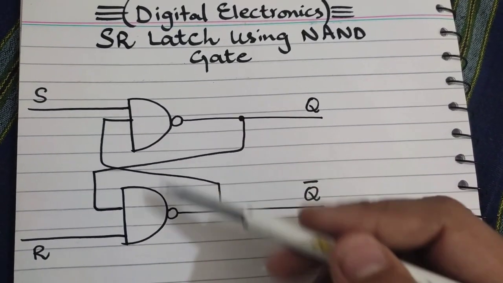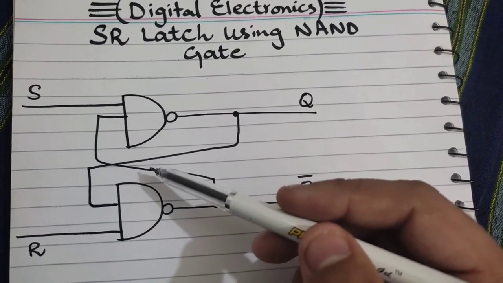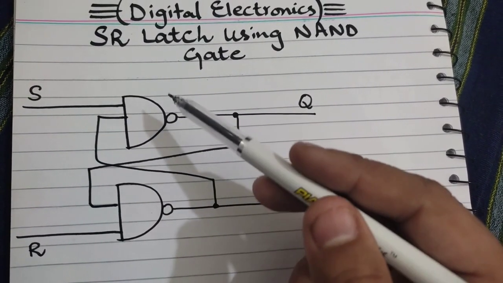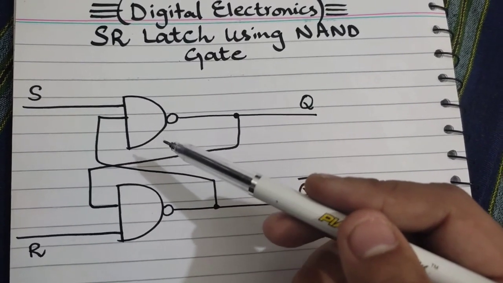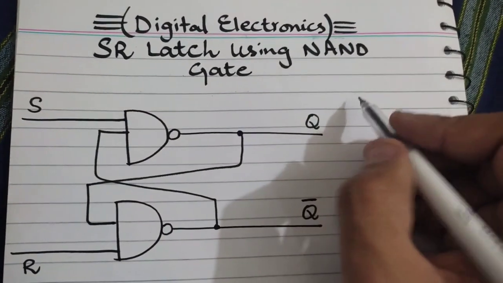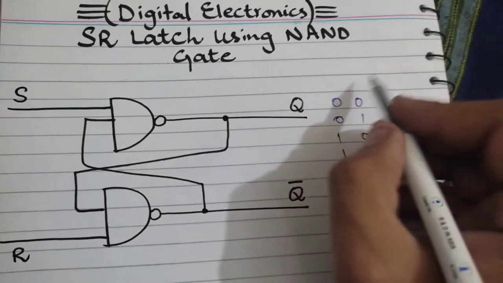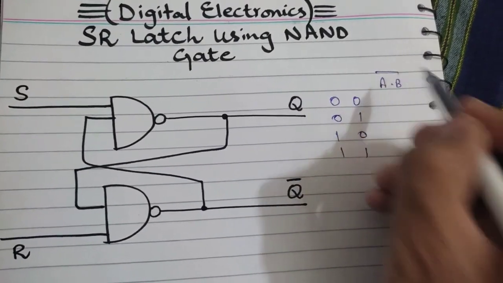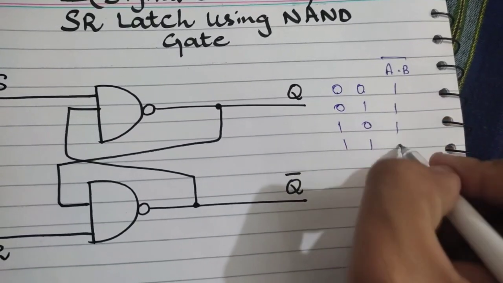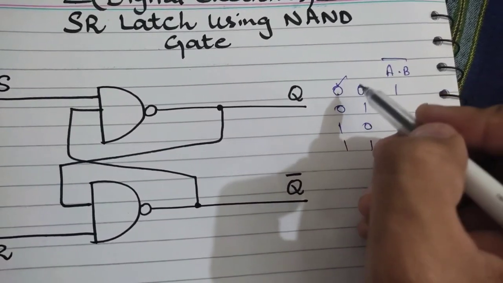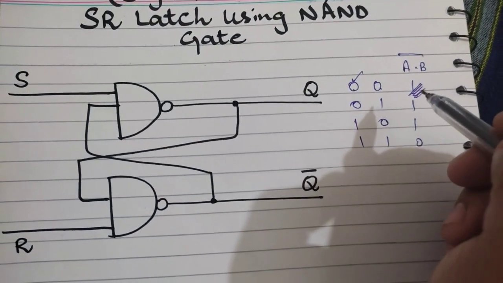You can see in the circuit that we have two NAND gates here, and you must remember one property of a NAND gate: if any one of the inputs is 0, the NAND gate gives us 1. You can see on the truth table 0 0 1, 0 1 1, 1 0 1, 1 1 0, and we have the NAND gate A dot B complement. So if any of the inputs is 0, then the NAND gate gives us 1. This is the most important property of a NAND gate.